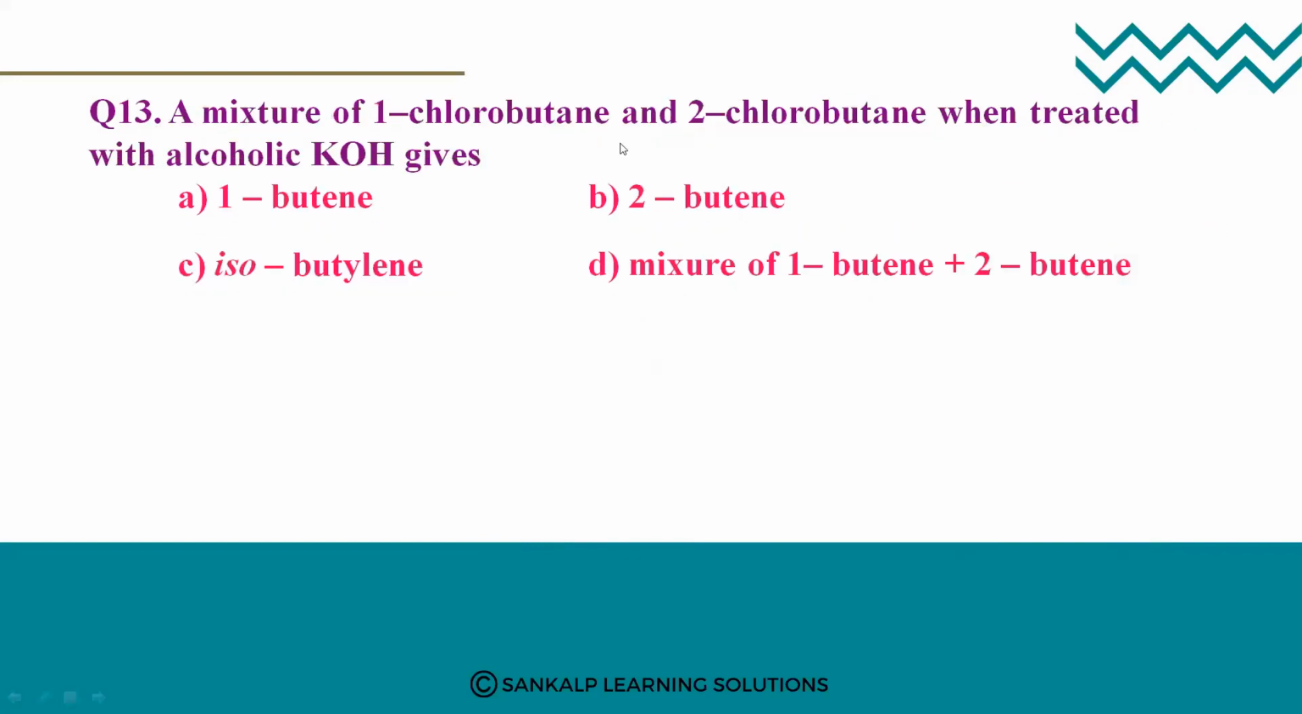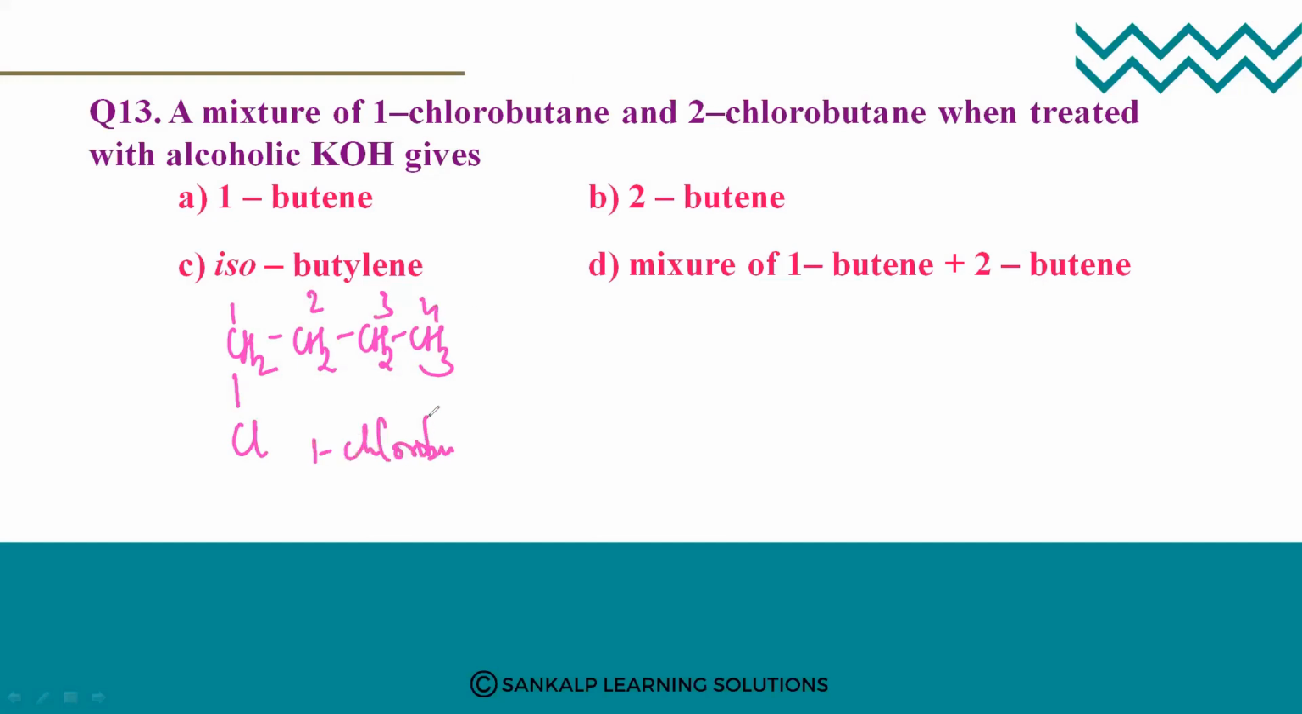A mixture of 1-chlorobutane and 2-chlorobutane, when treated with alcoholic KOH, gives what? So what is the structure of 1-chlorobutane? Butane, you know, is CH3, CH2, CH2, CH3. Now at the first position I have to add the chloro group. So I'll replace one of the hydrogens, that is, I'll write CH2Cl. So this will be 1, 2, 3, 4. So this is 1-chlorobutane.